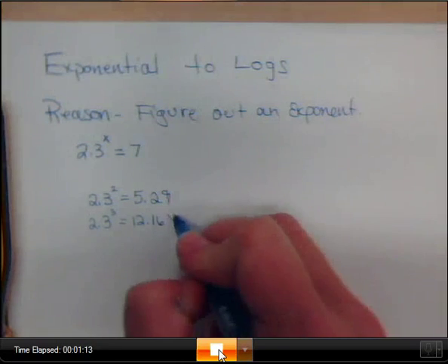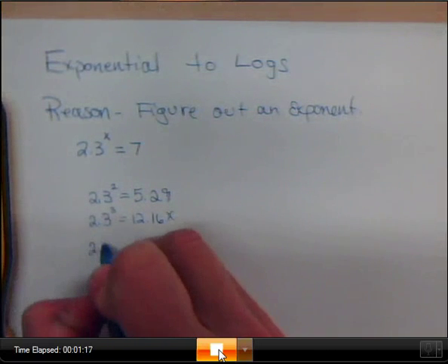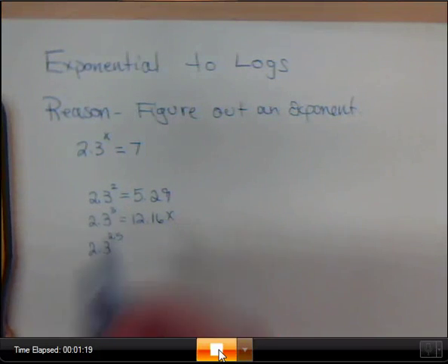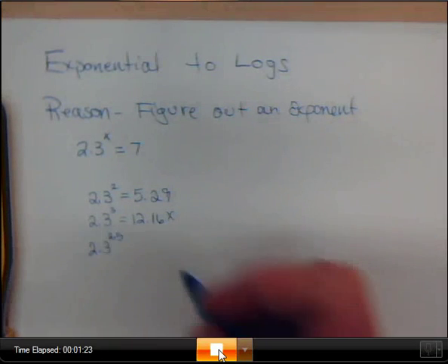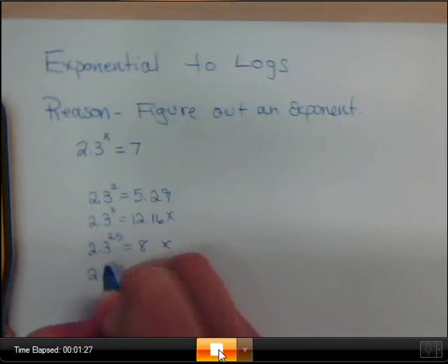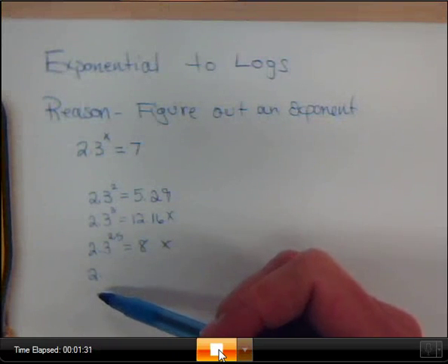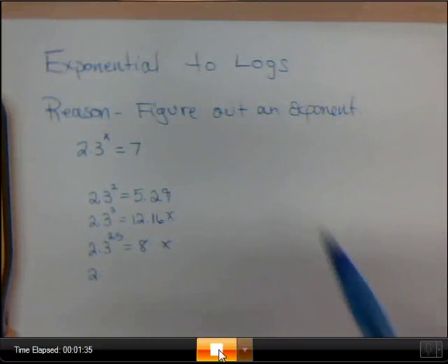Too big. So it's kind of like The Price is Right. You can't go over. So now let's try 2.3 raised to the 2.5 power. 2.3 raised to the 2.5 power is 8. Too big. So let's drop it down. And this process could keep going and going. Well, there is a way to figure that out, and it's using something called logs or logarithms.